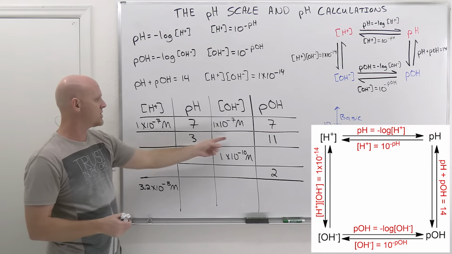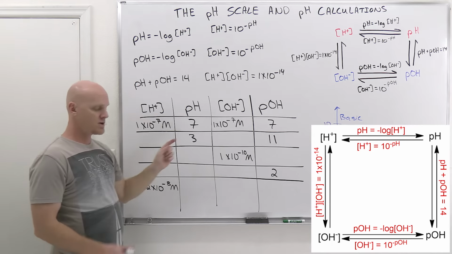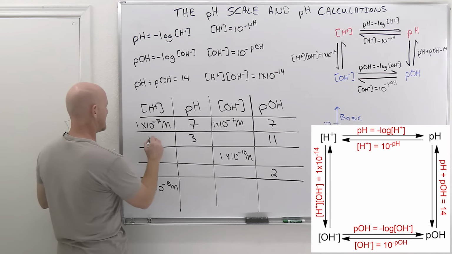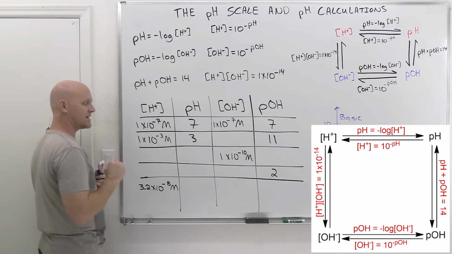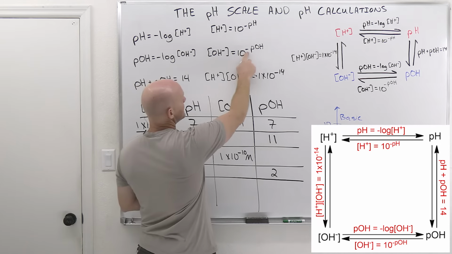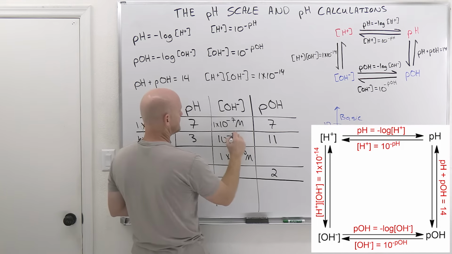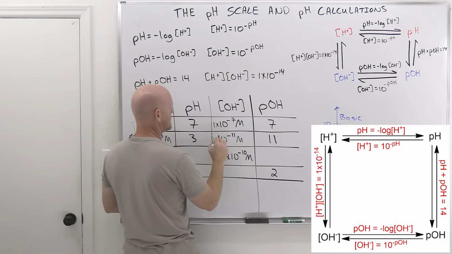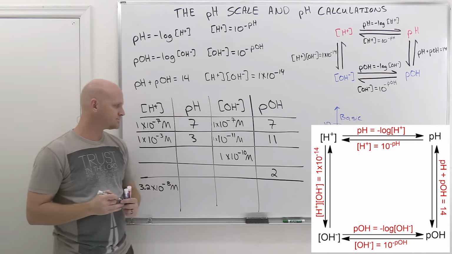And then to get the H plus and the OH minus, well, H plus just equals 10 to the negative of whatever your pH is. So this is going to be 10 to the negative 3 molar, which is the same as just 1 times 10 to the negative 3 molar, same diff. And over here for the OH, it's just 10 to the negative of whatever the pOH is. And so 10 to the negative 11 in this case molar, which again is the same as 1 times 10 to the negative 11 molar. And we just filled in that whole column.